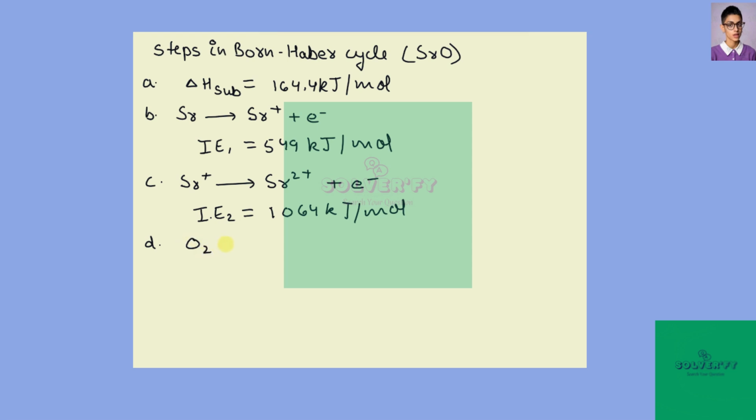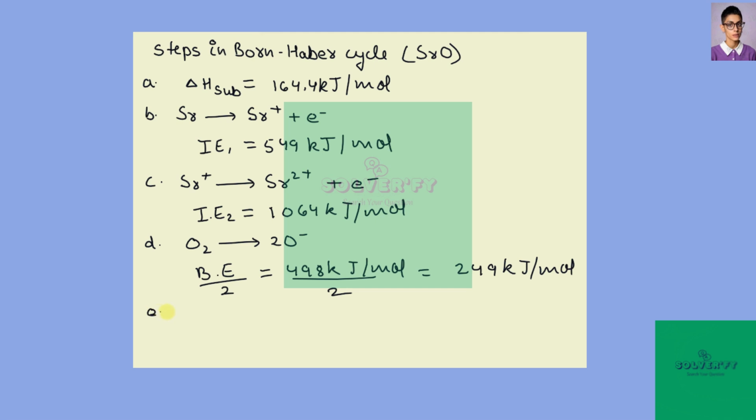Now D is the dissociation of oxygen to form 2 O. Here the oxygen gas dissociates to form oxygen atoms. So the bond dissociation energy will be halved, because two oxygen atoms are formed. So it is equal to 498 kilojoule per mole divided by 2, which is 249 kilojoule per mole.